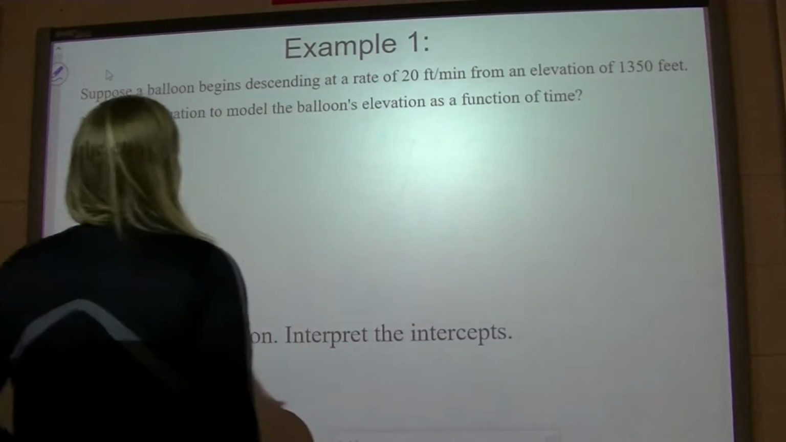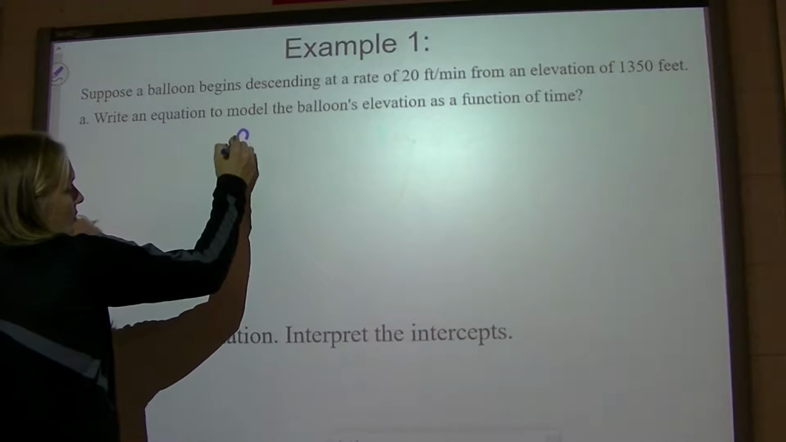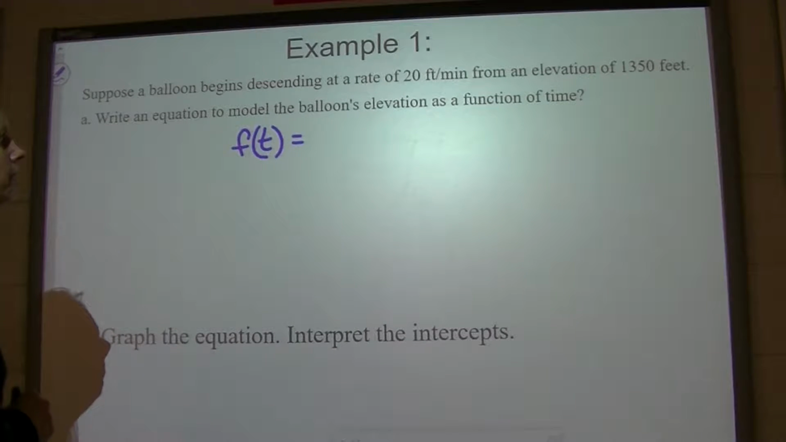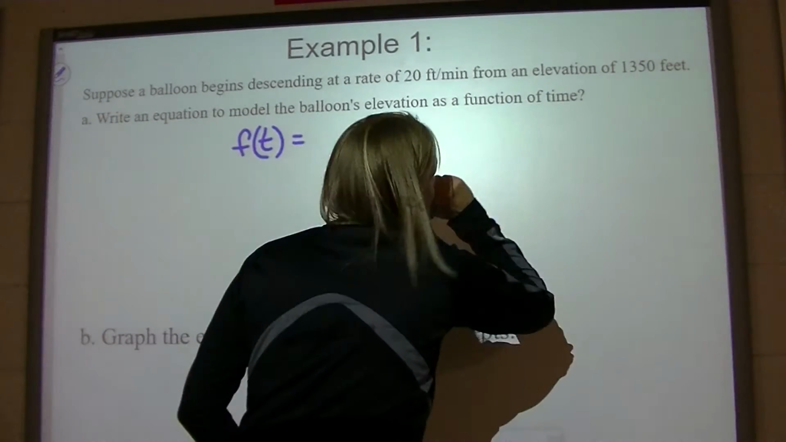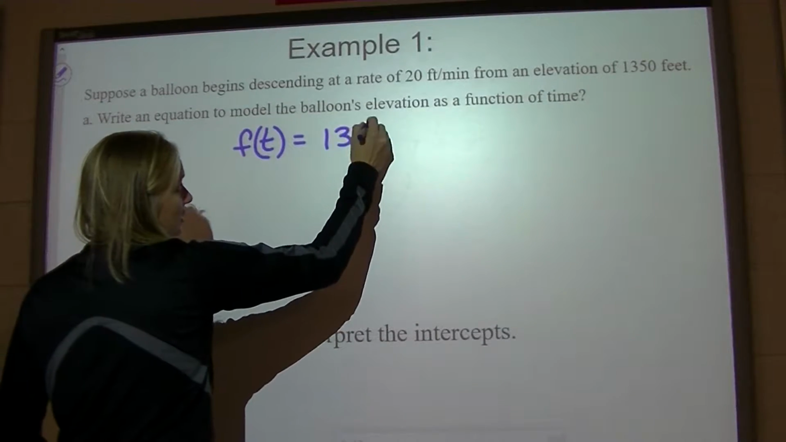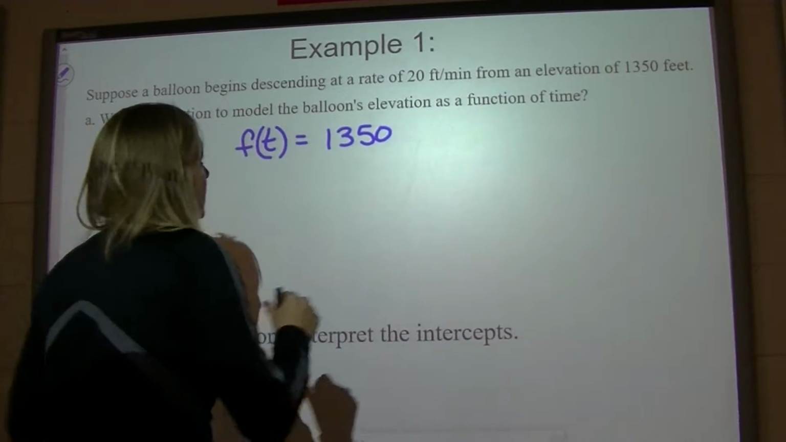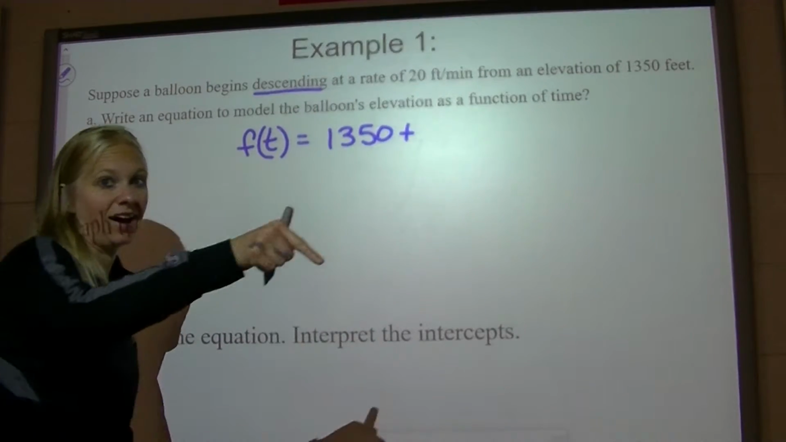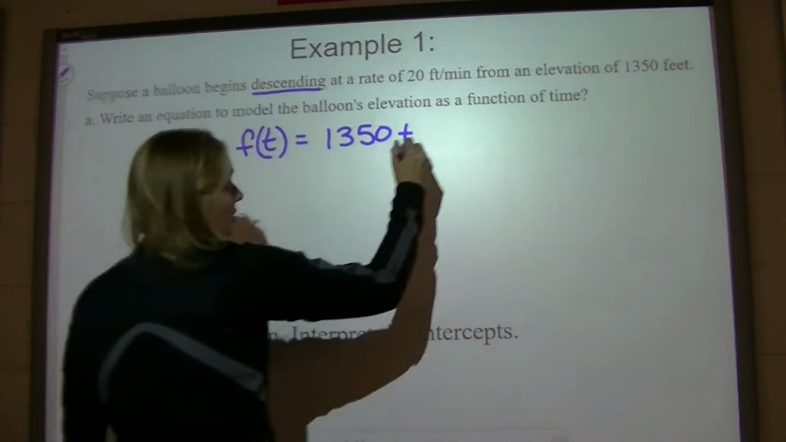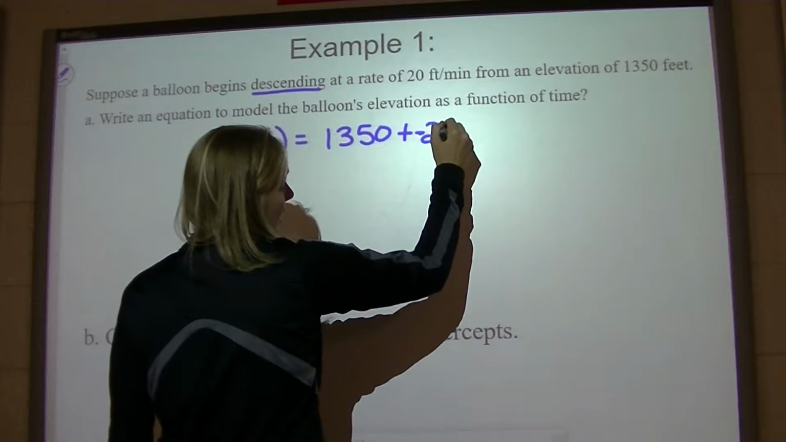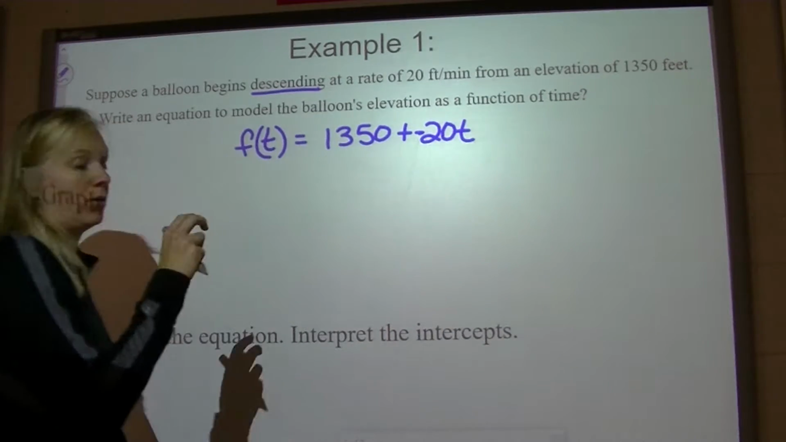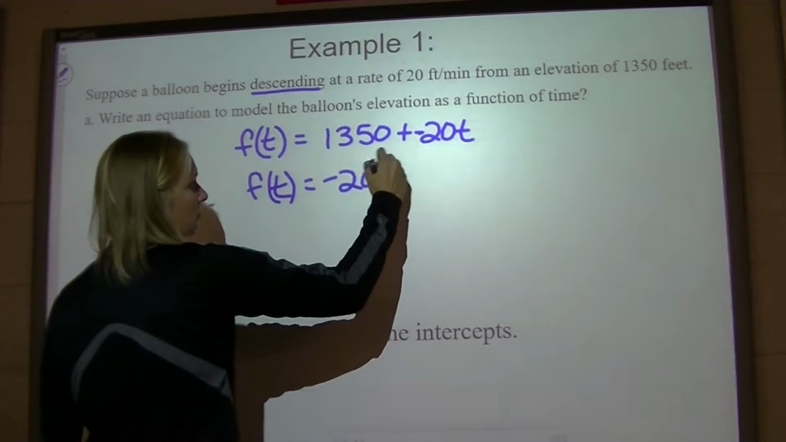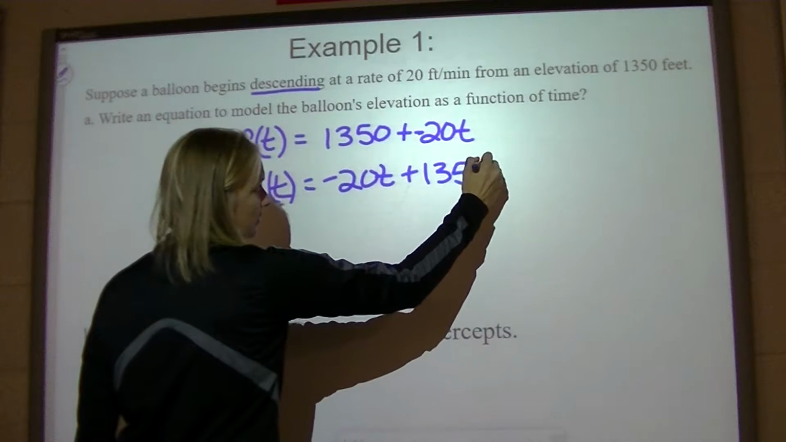Okay? So a function of time, so we'll have f of t equals, it's starting at 1350. So we're going to start here at 1350, and then they are descending, which means going down at a rate of 20 feet per minute. So negative 20t. I'm going to rearrange this so it's in slope-intercept form. So it should be f of t equals negative 20t plus 1350.